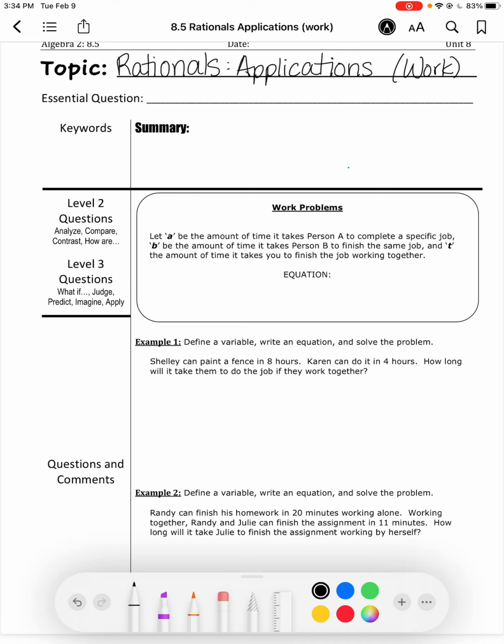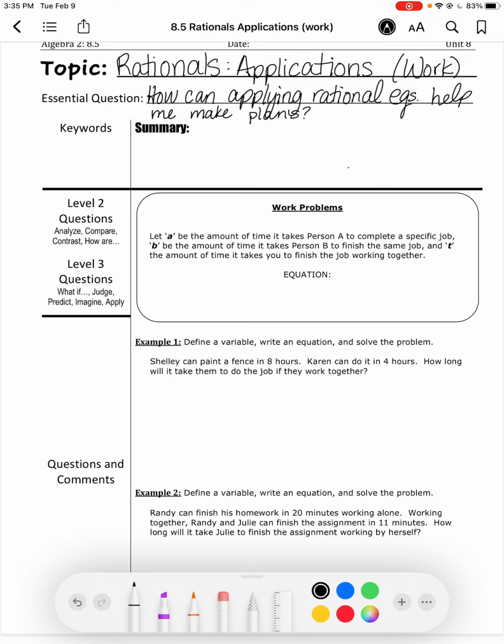And the essential question here is, how can applying rationals, technically rational equations, so I'll abbreviate that, rational equations, help me make plans? So what we're doing today, they're called work problems, but we're going to be looking at a lot of time. We all would like to have more time, and that's what we're going to be looking at today.